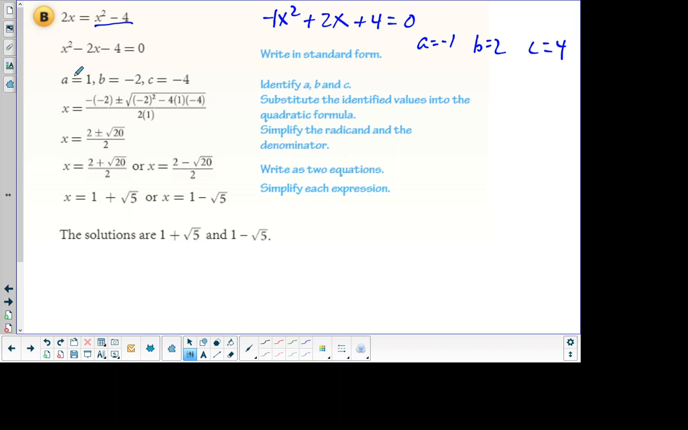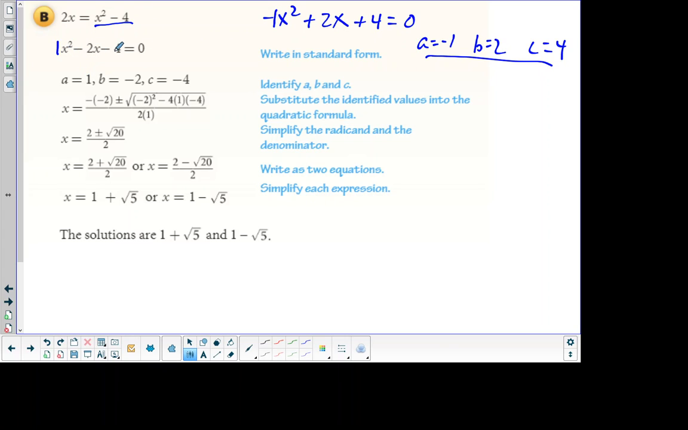The way that they did it, their a value is positive 1. The b value is negative 2, and the c value is negative 4. It doesn't matter. When you substitute these values into the quadratic formula, in the end you would still get exactly the same answers either way that you first solved or wrote the equation in standard form. But let's go back to the way that they did it.